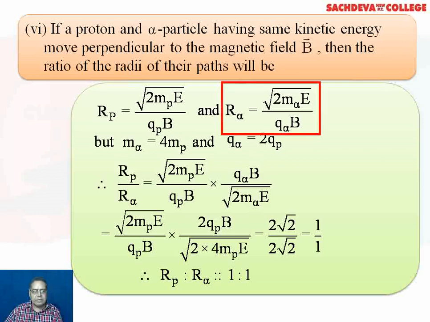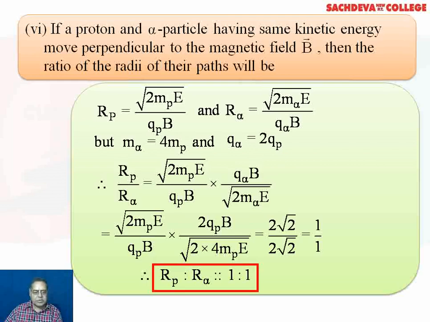And R alpha can be similarly given as under root 2 m alpha E divided by Q alpha B. m alpha is the mass of the alpha particle and Q alpha is the charge of the alpha particle. You will remember that the charge of an alpha particle is double that of a proton and its mass is 4 times the mass of a proton. Computing all these values, when we calculate, the ratio of Rp and R alpha comes as 1:1.